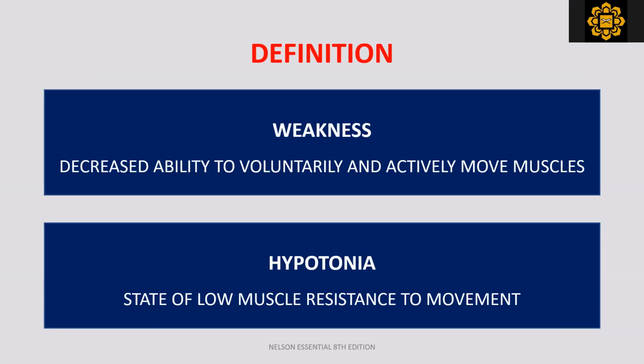So when we are talking about floppy infant, there are two things that we need to be particular about, which are the strength of the infant, and also the tone of the infant. When we are talking about the strength, we are looking for any weakness complaint, where the child may have decreased ability to voluntarily and actively move their muscles. These weaknesses can be either bilateral, generalized, or localized. And secondly, we must also take note of hypotonia, which is also a chief complaint when we are talking about floppy infant, referring to the state of low muscle resistance to movement. This is particularly observable when we are doing the physical examination.